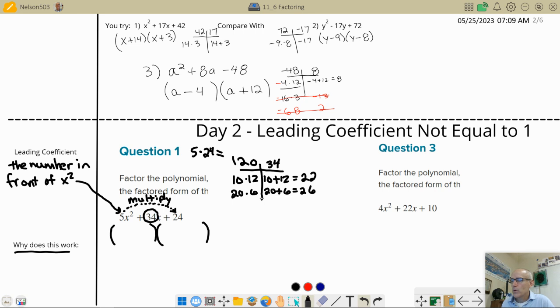Shoot. Okay, let's go up another 10. I think 30 goes into here, doesn't it? So 30 times 4. Oh, look at this. 30 plus 4 is 34. Hey, those are the ones I want, okay?